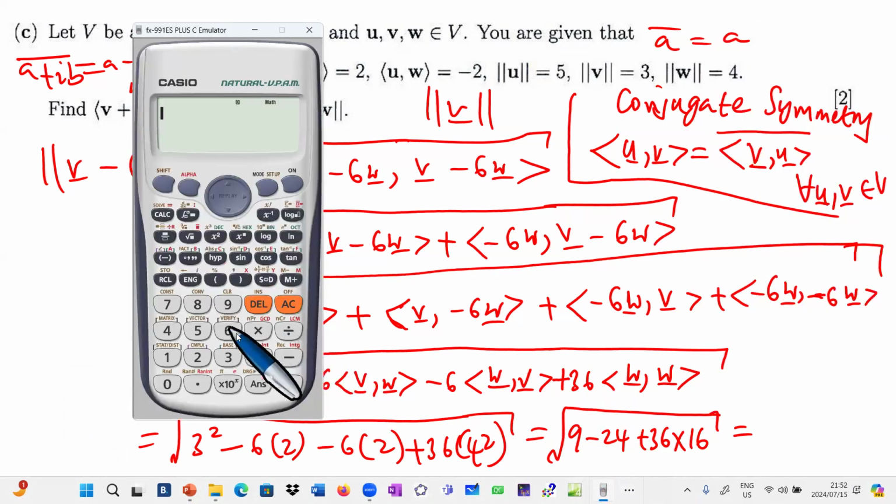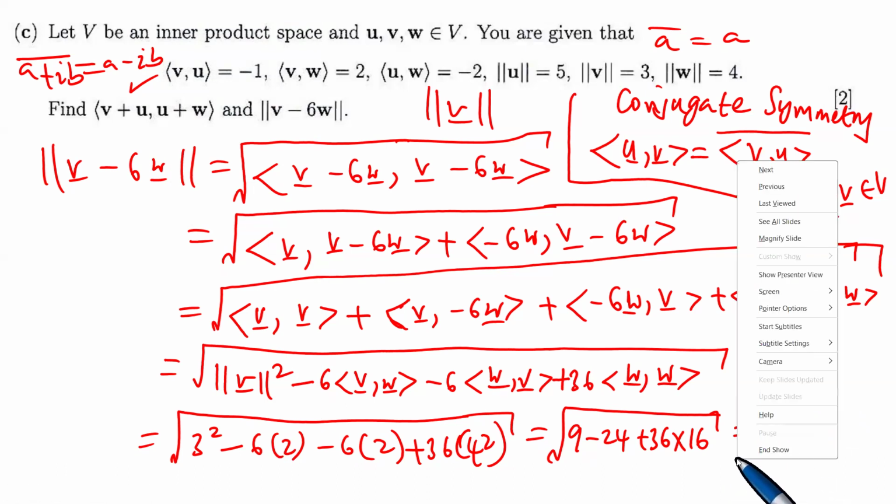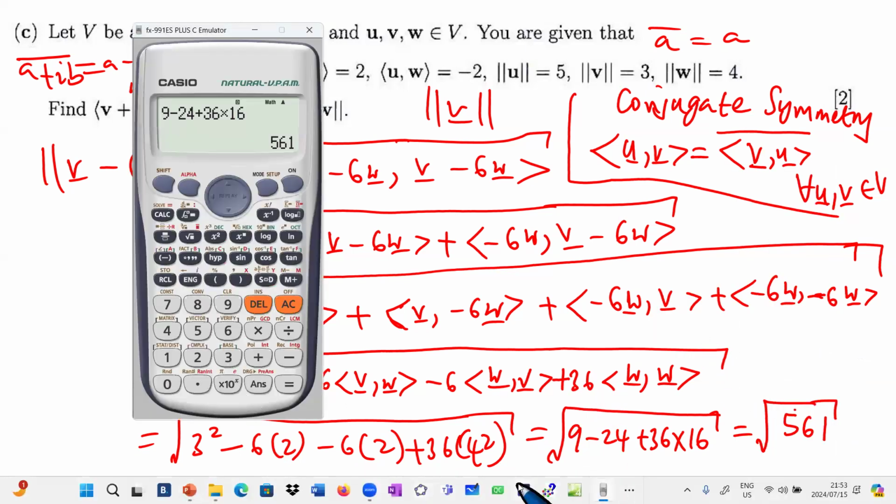So we're going to have here 9 minus 24 plus 36 times 16, and this is actually 561, square root of that. And obviously that becomes the answer. If you look at the calculator, you can think about the following.